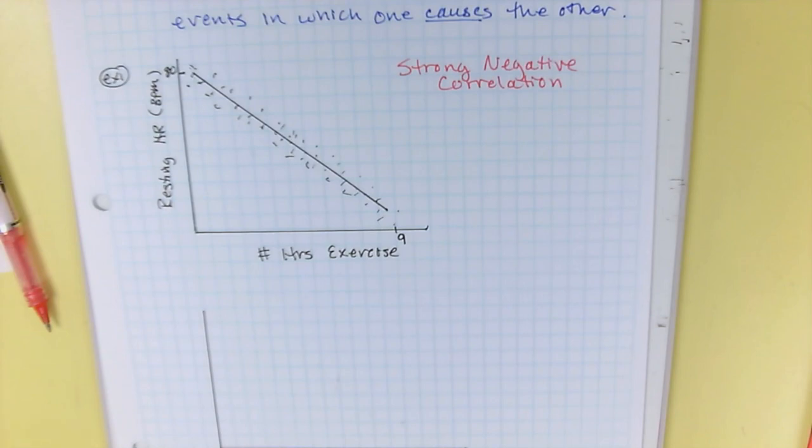So let's think about this. If you increase the number of hours of exercise, does it cause your resting heart rate to go down? Or does your heart rate dropping make you do more exercise? Which one is the causing factor, the one that causes the other? This is common sense. Don't be afraid. Does exercising more hours cause your resting heart rate to drop? Or does your heart rate dropping make you do more exercise?